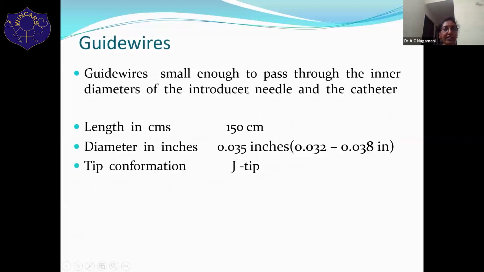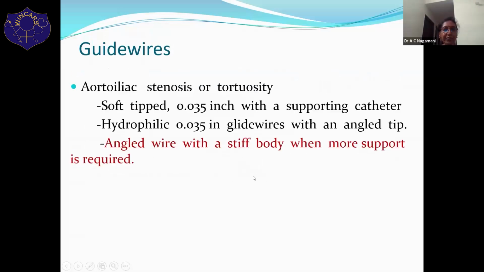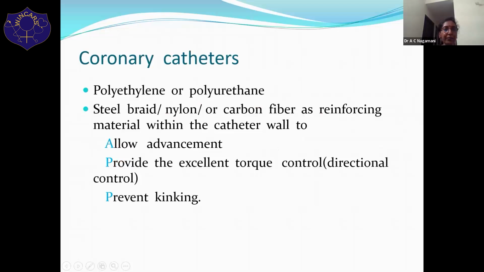So guide wires are the wires which are small enough to pass through the inner diameter of the introducer needle and the catheter. The common length of the guide wire which we use is 150 centimeter. The diameter is 0.035 inches, and the tip conformation is J-tip. In tortuous anatomies, we will have to use a soft tipped wire with a catheter support. We may need an angled wire with a stiff body when more support is required, and we may end up requiring hydrophilic wires as well.